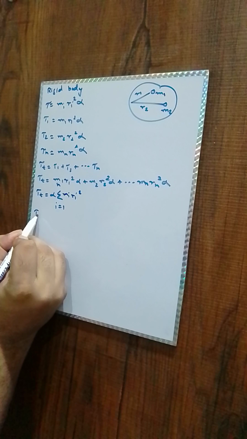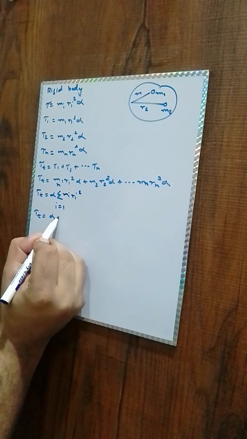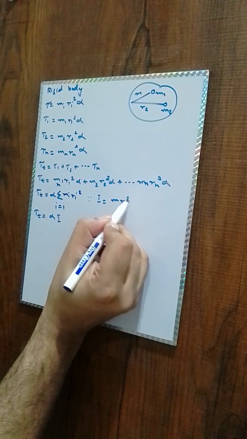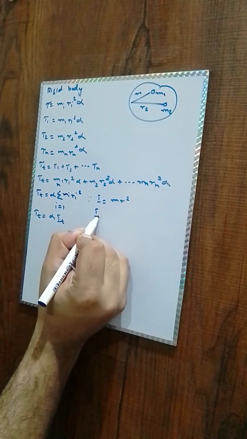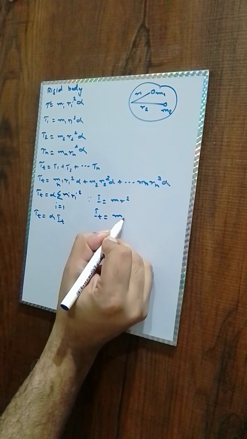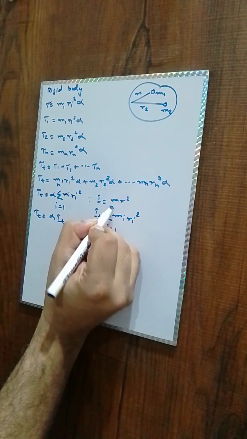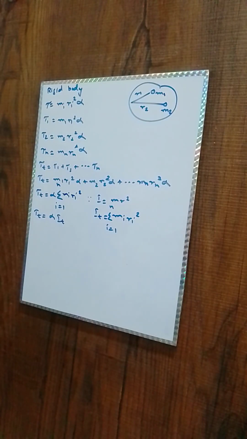Okay, so tau total in this case would be alpha I, as we know that I is equal to m r square, so I total would be the summation of m_i r_i square, i is equal to 1 up to n. Okay, so this is very much the situation, and it's not an easy one, but approximated to a simplistic general form.